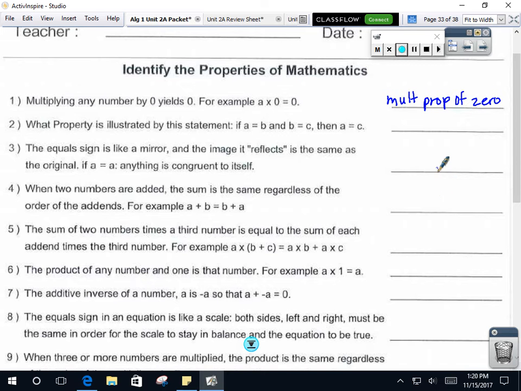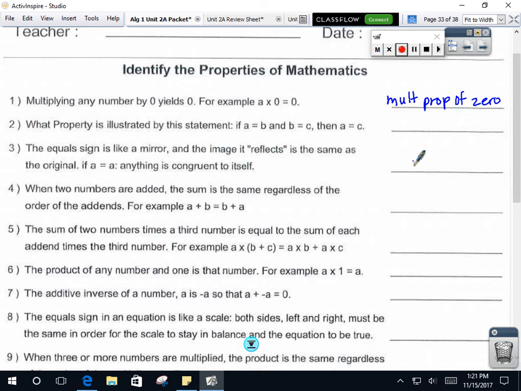Is there an addition property of 0? No. Okay, let me say this again. The multiplication property of 0 says that when you multiply a number by 0, you're going to get 0. So tell me why we couldn't have an addition property of 0. Max? Right, you'll get back what you started with, right?